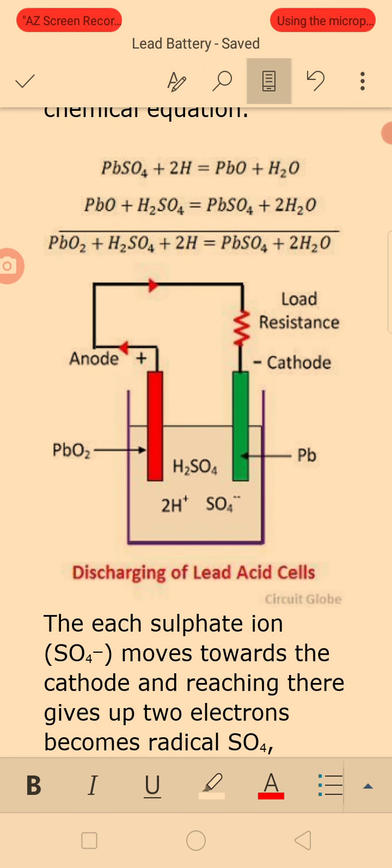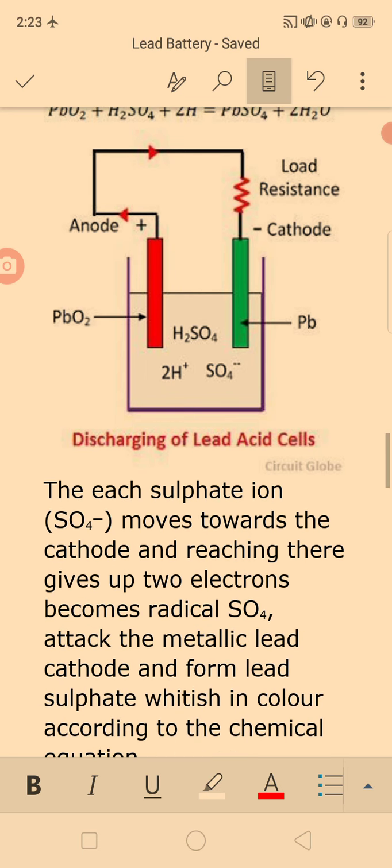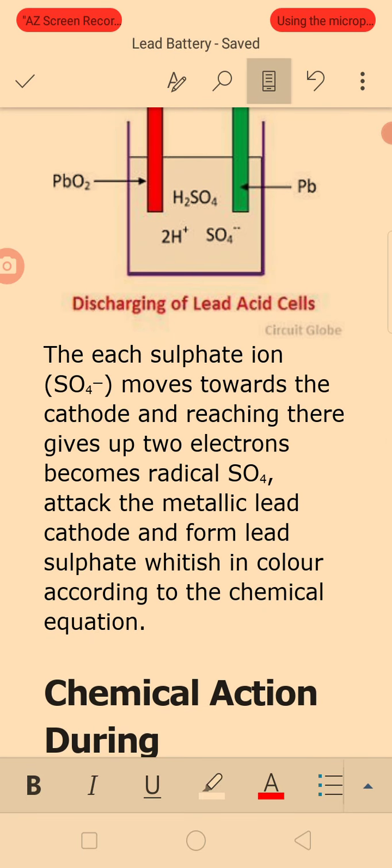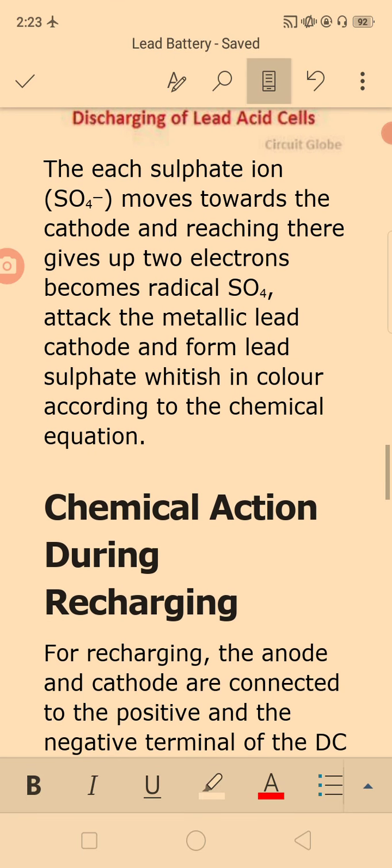Each sulphate ion moves toward the cathode and, reaching there, gives up 2 electrons and becomes a sulphate radical. It attacks the metallic lead cathode and forms lead sulphate, which is whitish in color, as shown in the chemical equation.